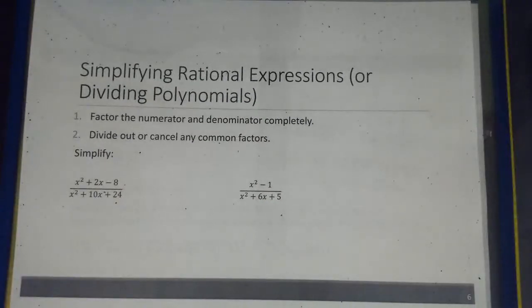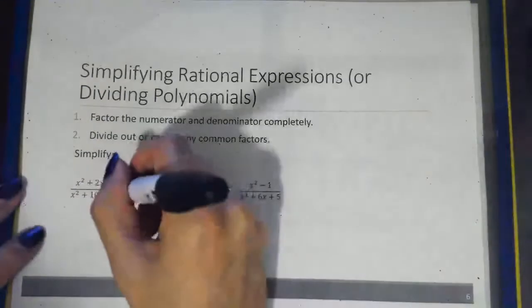Now we're going to simplify some rational expressions. It's also another way of looking at dividing polynomials. The way we're going to do this is factoring the numerator and denominator, and then we're going to cancel out any common factors. So in the first one, I'm looking at x squared plus 2x minus 8 over x squared plus 10x plus 24. I'm going to see if I can factor my numerator and denominator.